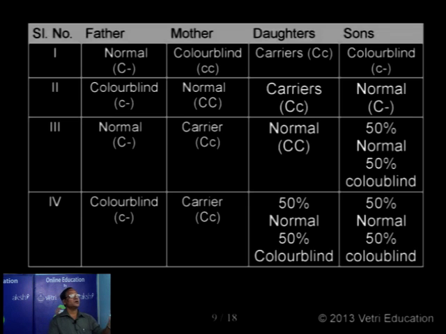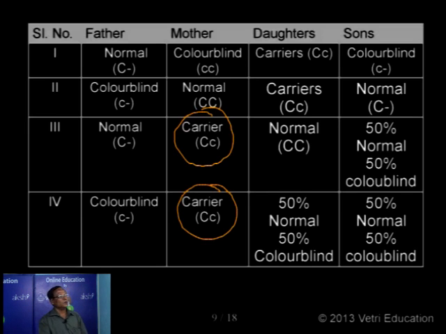The same condition is also prevalent in the case of hemophilia. When father is normal, then the son will be hemophilic. When father is hemophilic, the son will be normal. This is the condition for any X-linked recessive parent. Now I am taking the next one. So in the second and third case, I am taking mother as carrier.